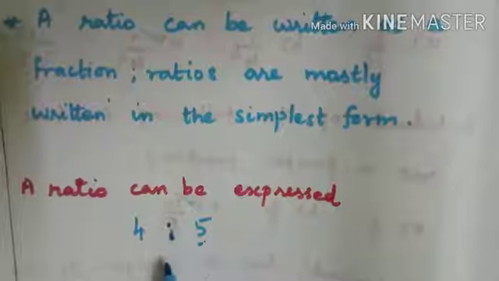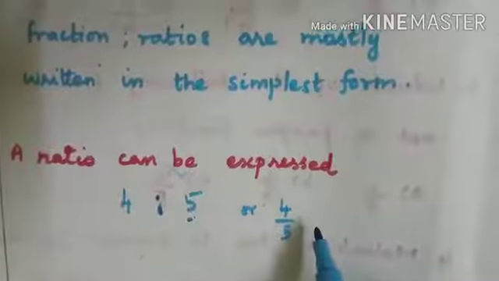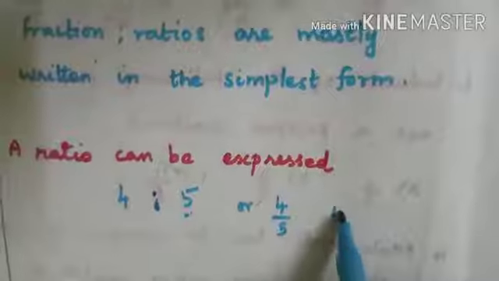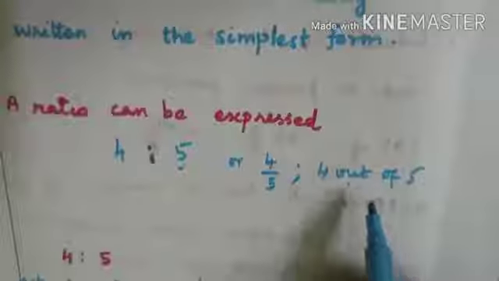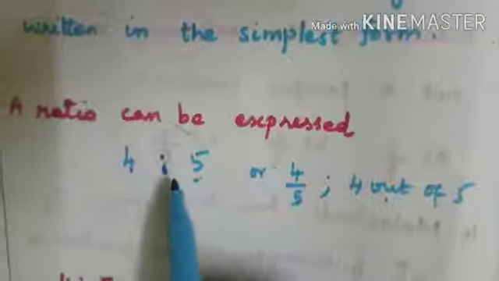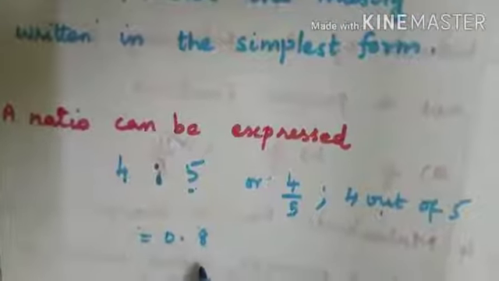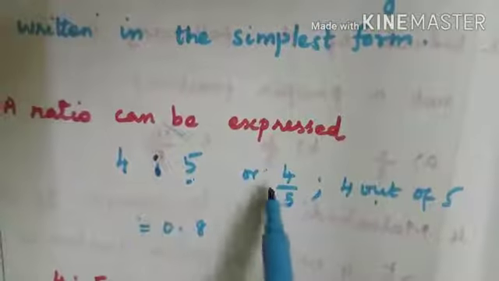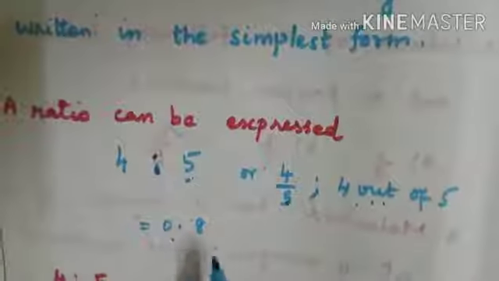So for every group of 4 boys, there are a corresponding 5 girls. So we can write 4 is to 5, or 4 by 5, or 4 out of 5, or we can write it as a decimal. Decimal means we have to divide 4 by 5 and we will get the answer 0.8. So we can write 4 is to 5 with the symbol, 4 by 5 as a fraction, 4 out of 5, and also in decimal.